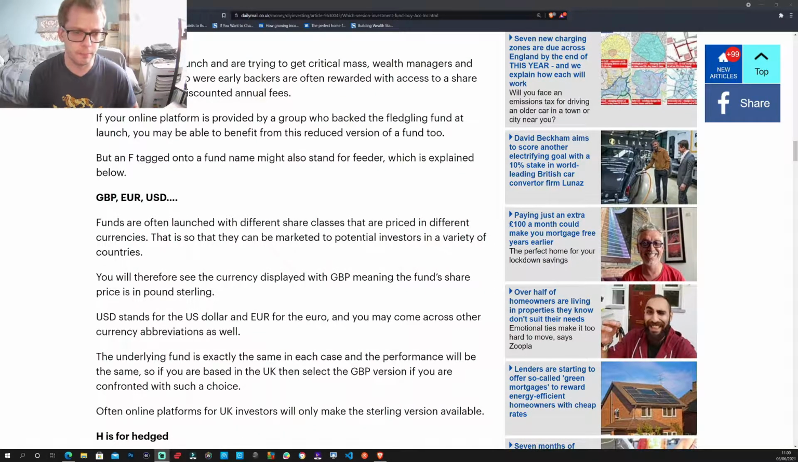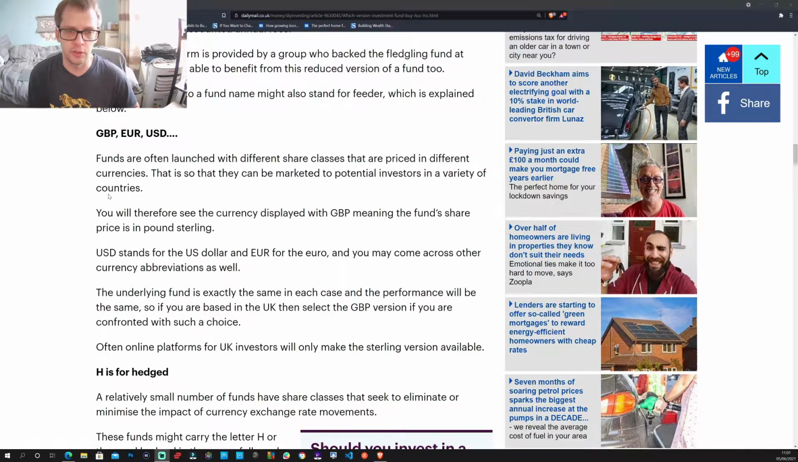GBP, which is British pounds, EUR, euro, USD, which is US dollars. Funds are often launched with different share classes that are priced in different currencies. This is so that they can be marketed to potential investors in a variety of countries.